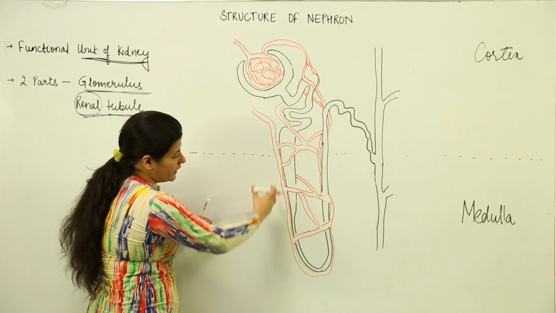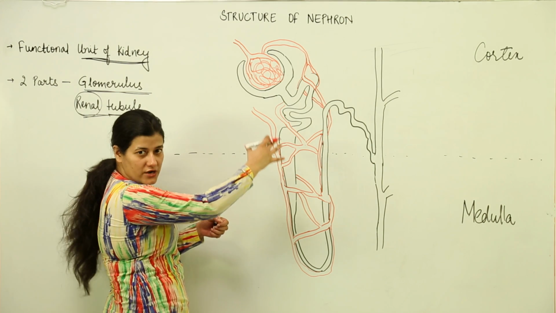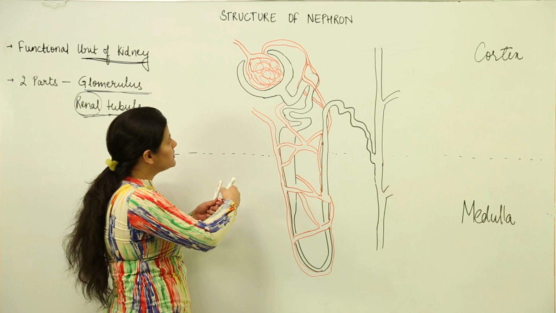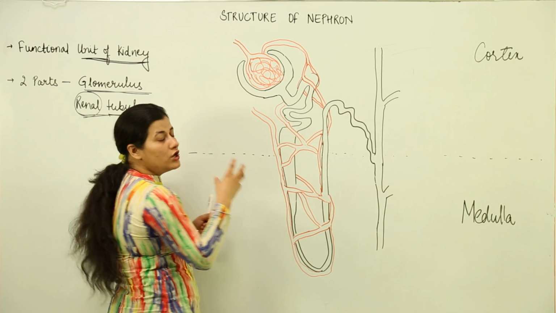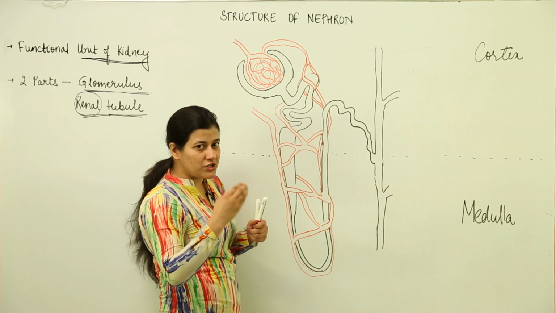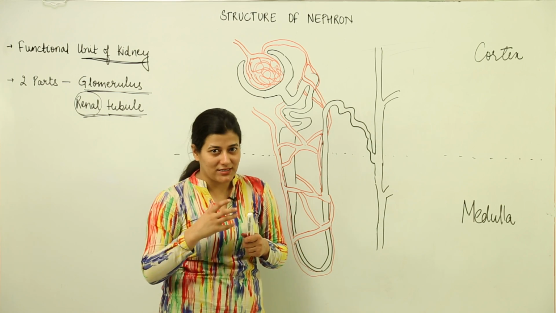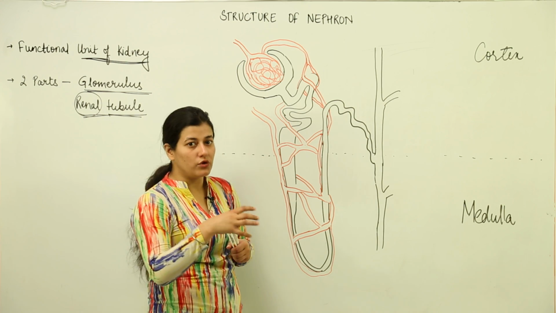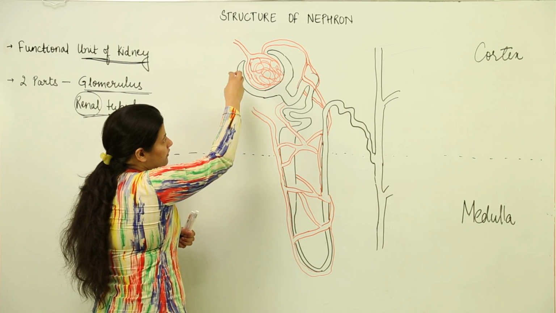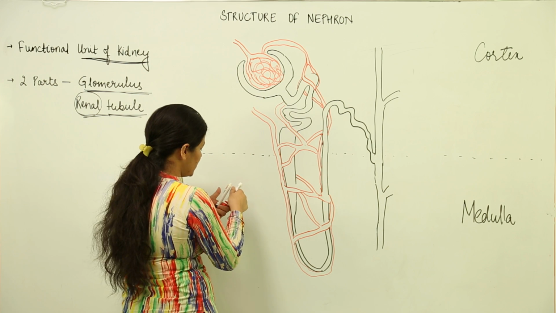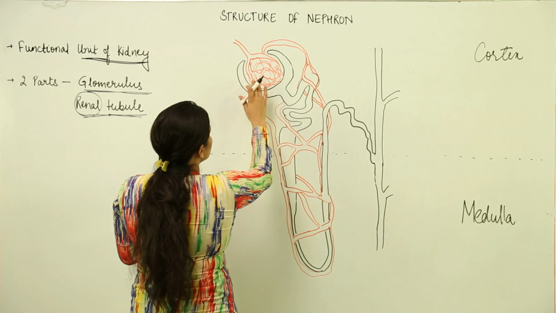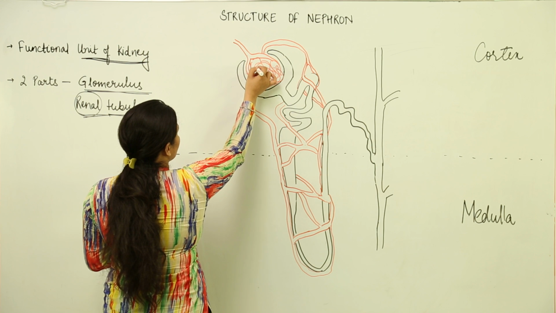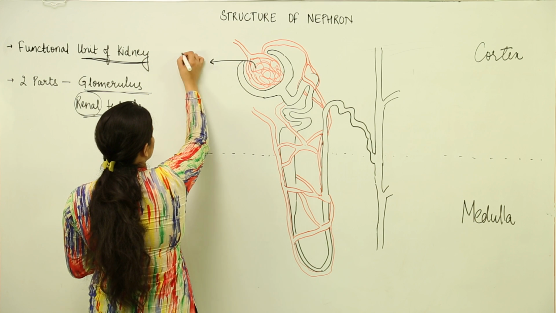This red color I have used to represent the arteries, basically the capillary system present inside the nephron. You know that because the filtration has to take place from the blood itself, there should be an ample supply of capillary system within the nephron or within the kidney. So we have a tuft of capillaries which is enclosed inside the Bowman's capsule. So this tuft of capillaries is the glomerulus.